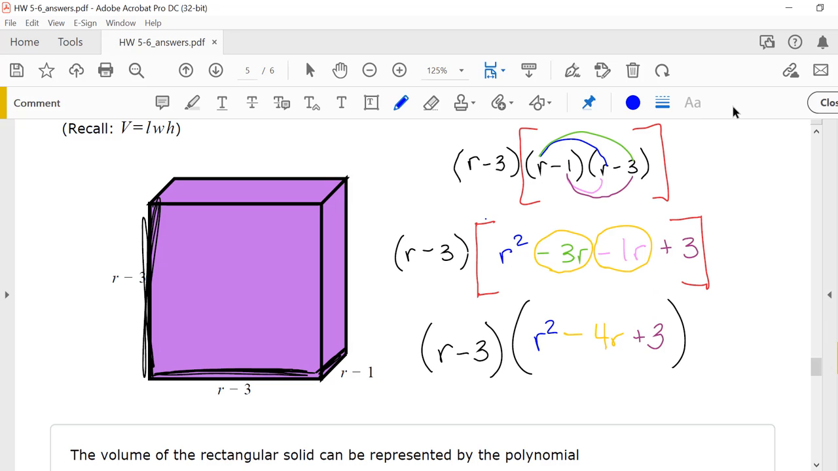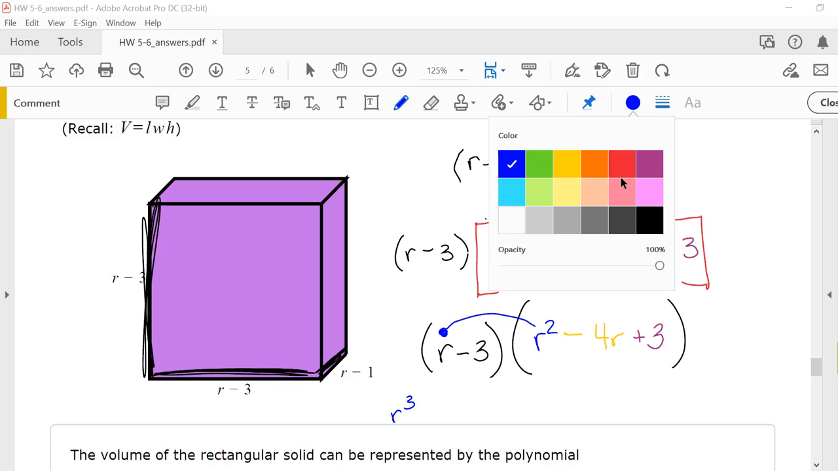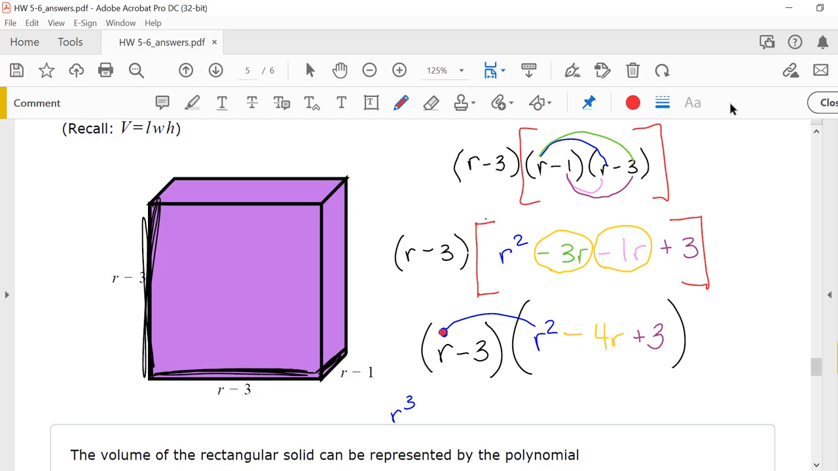We're going to do it term by term. Start here and do this one first. So r times r squared is r cubed. R times negative 4r is negative 4r squared. R times 3 is plus 3r.